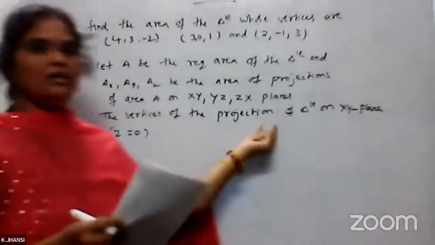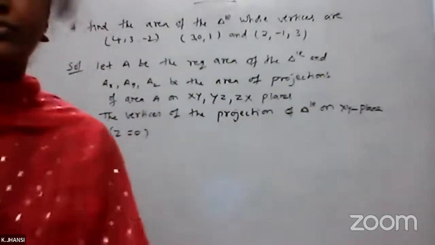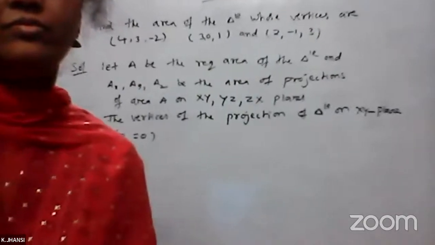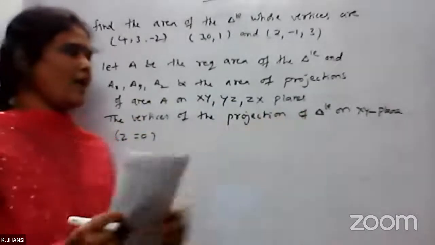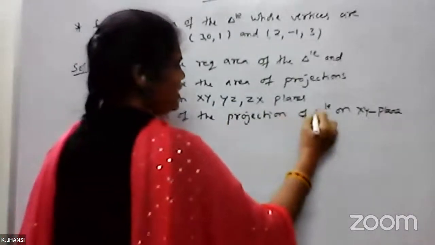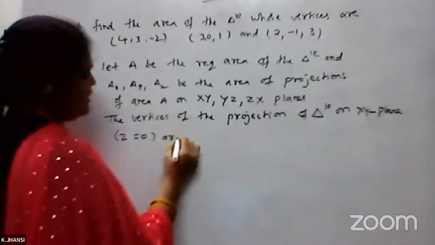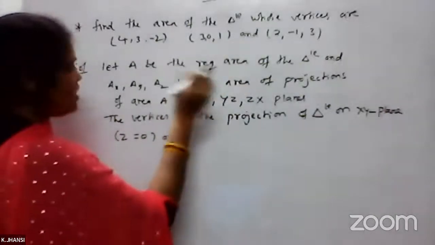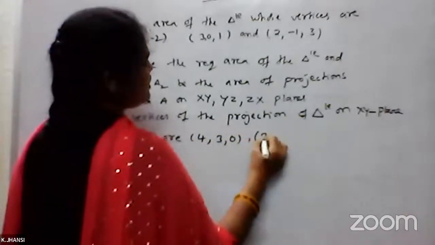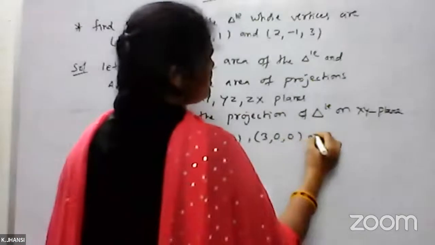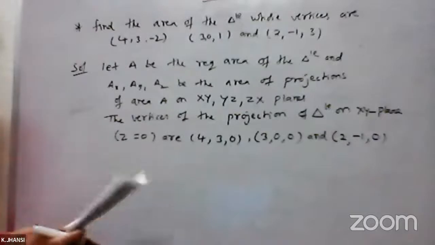So whenever you are taking the vertices of the projection of triangle on XY plane, you will get the z value as 0. Okay. Or in the given vertices, you write the z value as 0. That is, you will get it as 4 3 0. Next one 3 0 0. Next, and 2 minus 1 0. Okay.